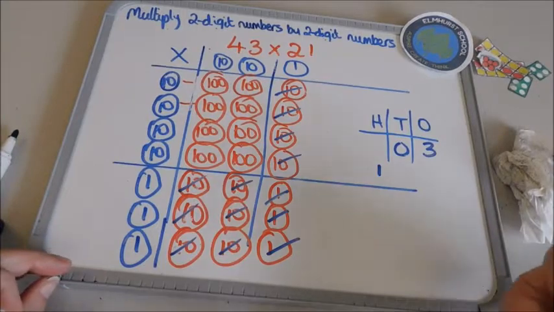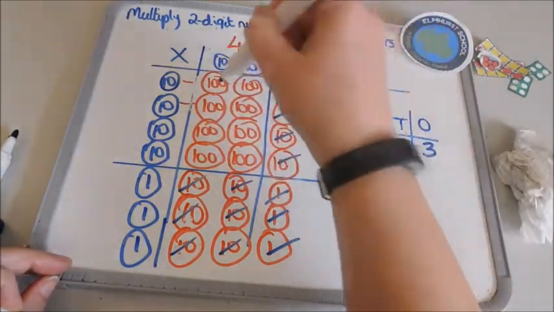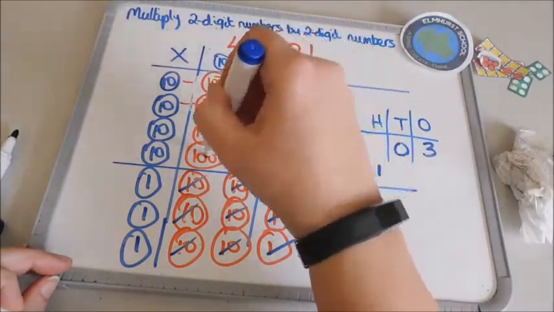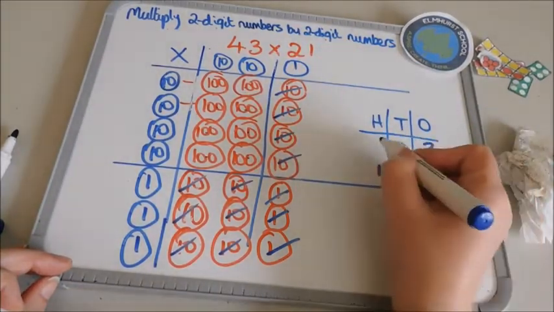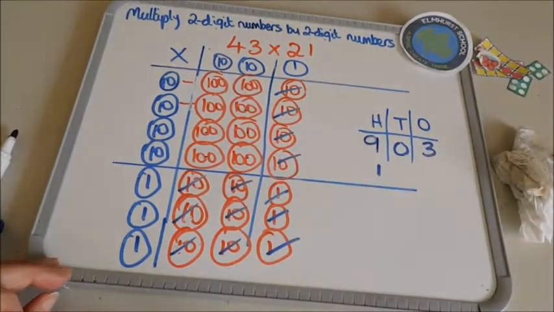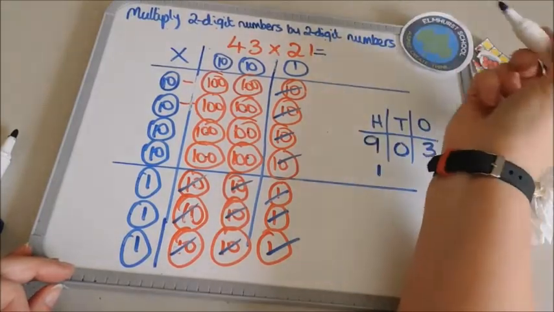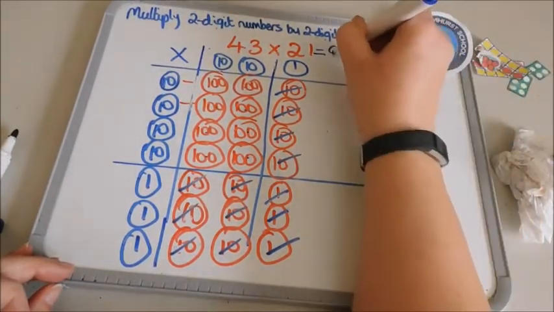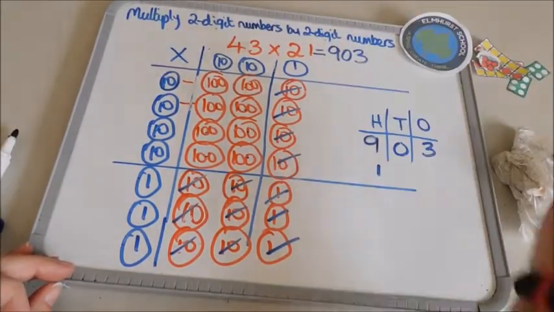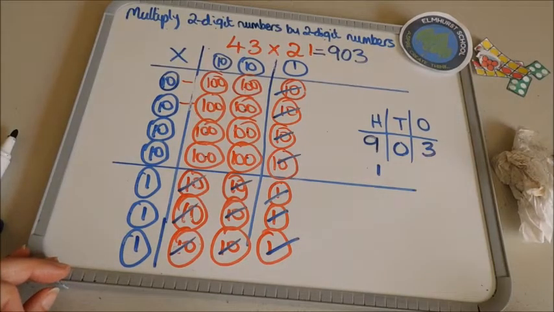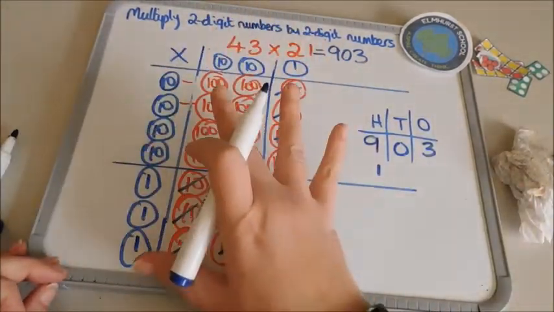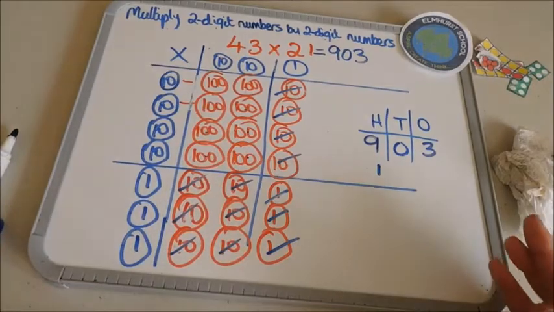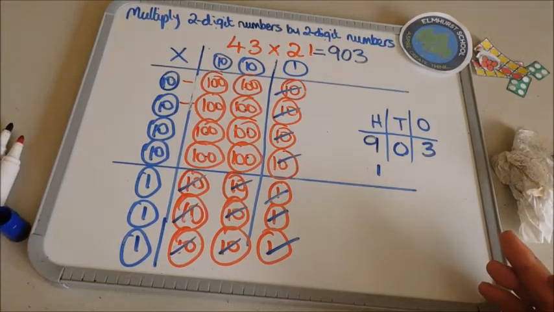Okay, all right. And then how many hundreds have I got? 1, 2, 3, 4, 5, 6, 7, 8, plus that one there is 9. Okay, so my answer to 43 times 21 is 903. Okay, now once we've done the grid method with place value counters or whatever other equipment we've used, we can very quickly then move the children on to a numerical version of it.